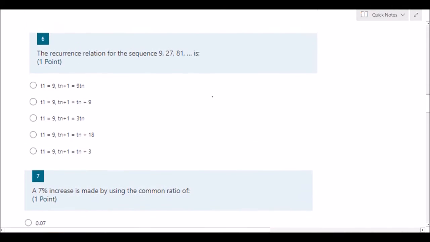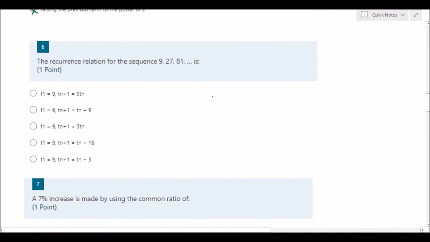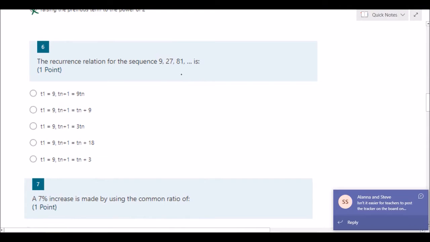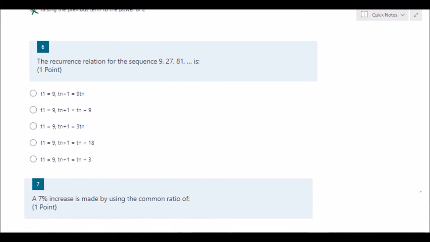All right, next one, the recurrence relation for the sequence 9, 27, 81 would be... Again, looking at trying to figure out first of all what's the first term. T1 is right there, which is 9, and then looking at the common ratio. Remember, for the common ratio, it's any term divided by the previous, so I can go 81 divided by 27, which gives me a ratio of 3.